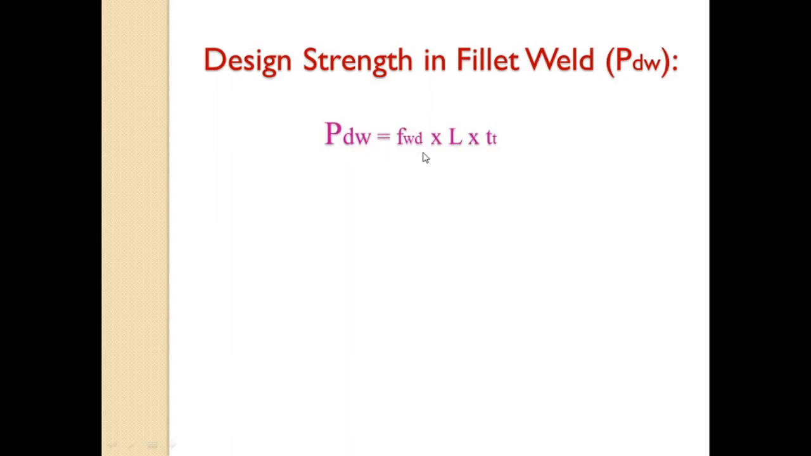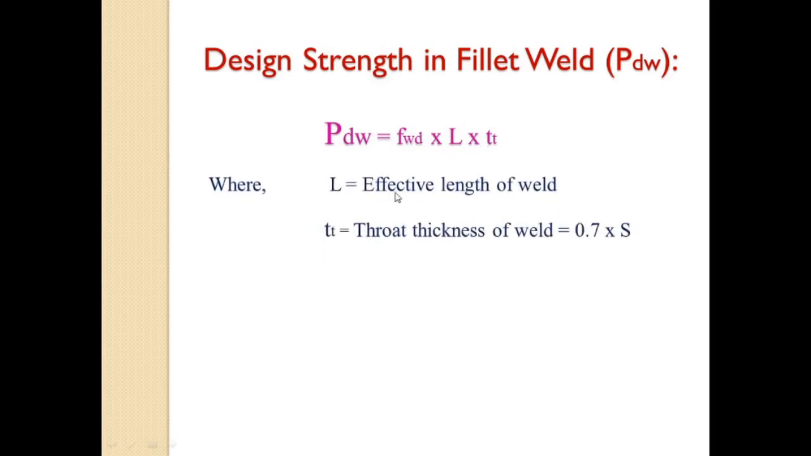PDW is equal to FWD into L into TT, where L is the effective length of weld and TT means throat thickness of weld, which is calculated as 0.7 into S. S is the size of fillet weld and FWD you can call as the design stress for fillet weld.